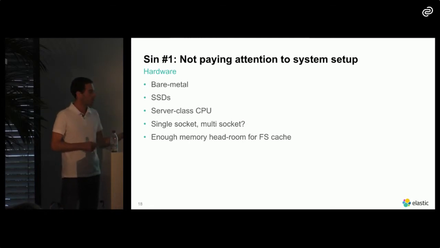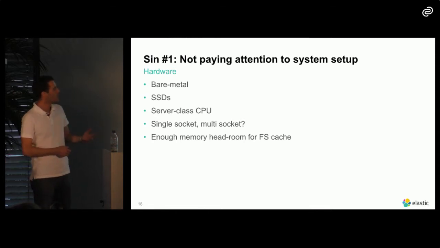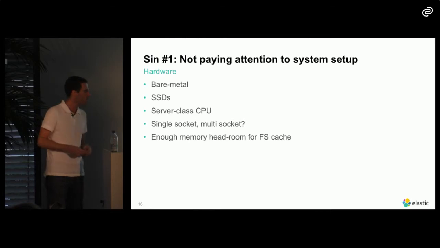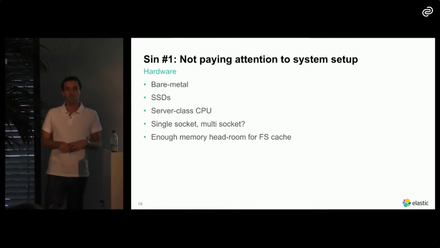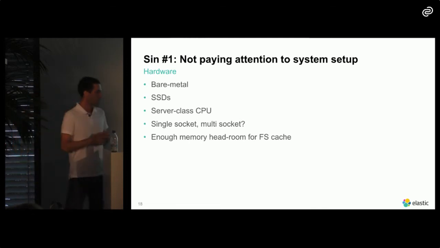Of course, you have to pay attention to whether you use SSDs or normal hard drives, which SSDs. You should use server class CPUs, because Elasticsearch runs on a server class CPU in production normally. Why do you benchmark on a notebook? Do you want to run on a single socket or multi-socket machine? These make differences. And obviously you need enough memory headroom for the file system cache and all this stuff.